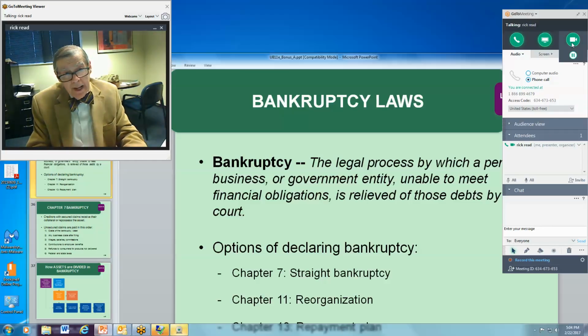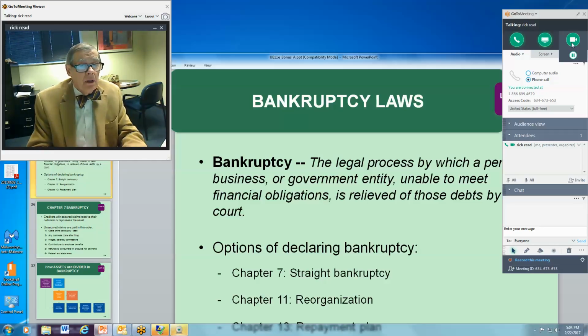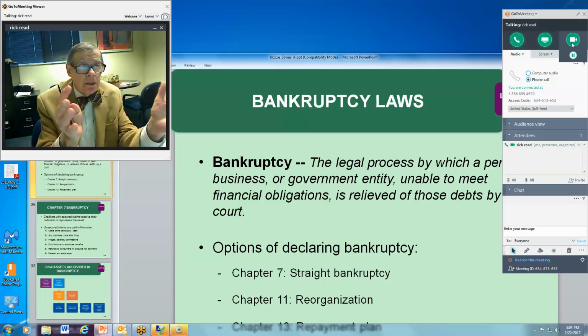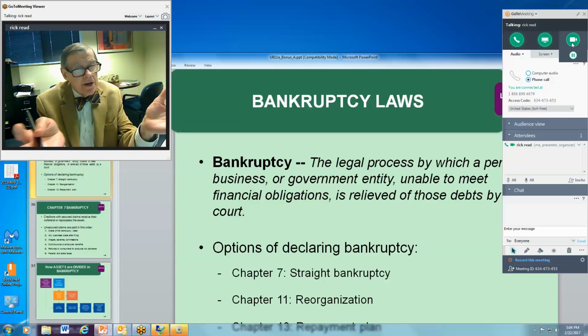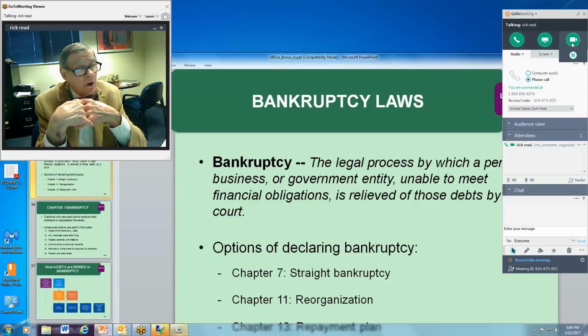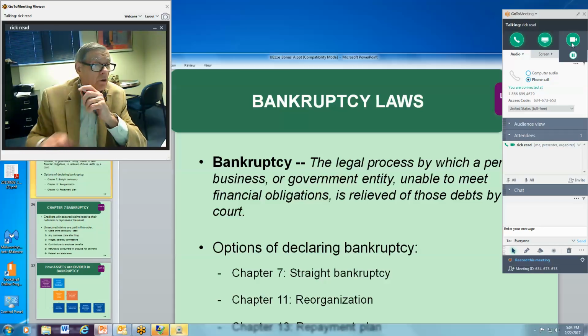We're going to end here with bankruptcy laws. It's a legal process by which businesses, government entities or individuals, unable to meet their debts, are relieved of those debts, not completely, but relieved of them by a court. Several different kinds of bankruptcy. Straight bankruptcy, Chapter 7, applies to individuals. Chapter 11, reorganization, and Chapter 13, repayment plans, go to businesses.